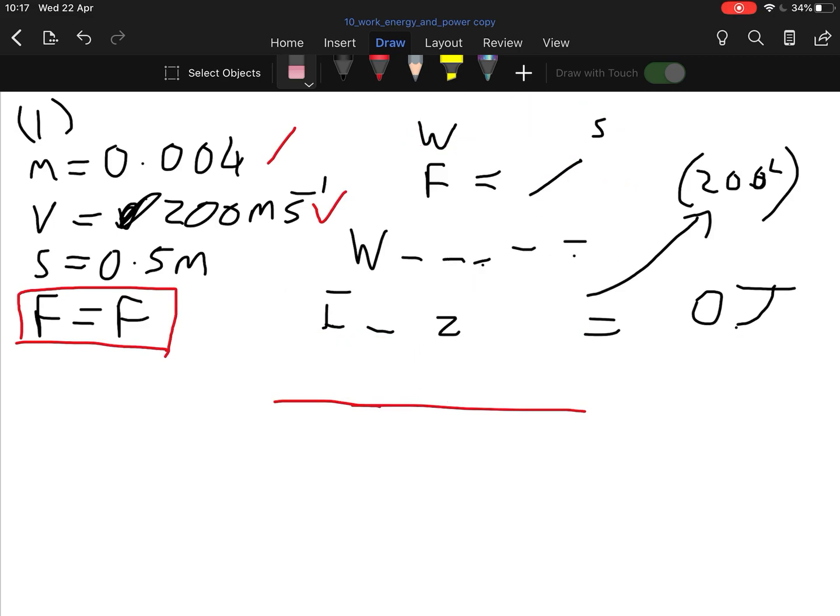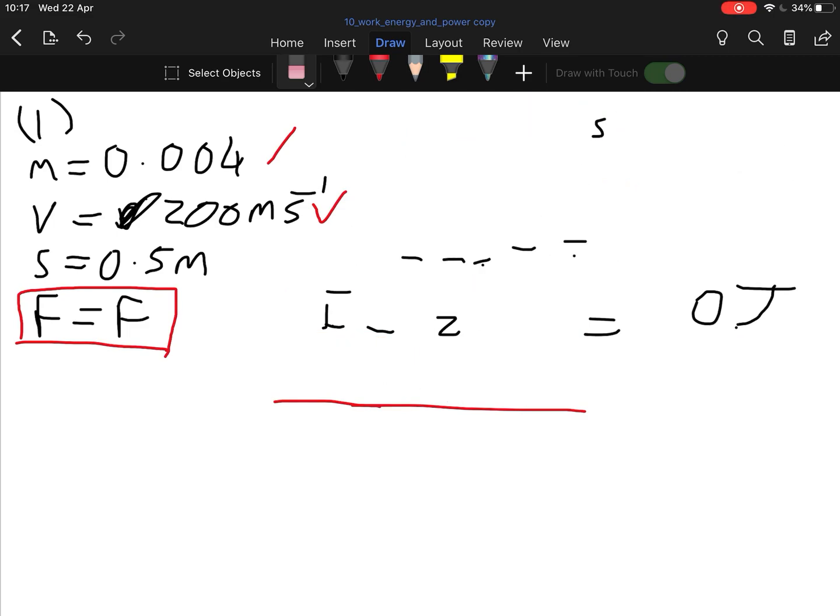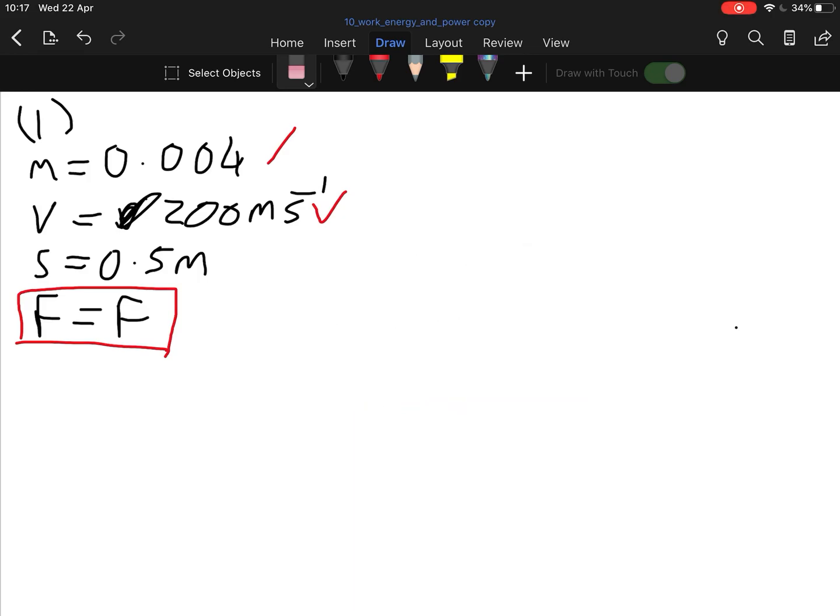Part 2. Okay, so I'm going to rub this out. Once you've seen it, you can always go back in the video anyway. So part 2 says we get a different block of wood now. Actually, get rid of that force because we don't need it. Oh no, we do need the force. The force stays the same. That doesn't matter. I'll work around it. F equals 160.